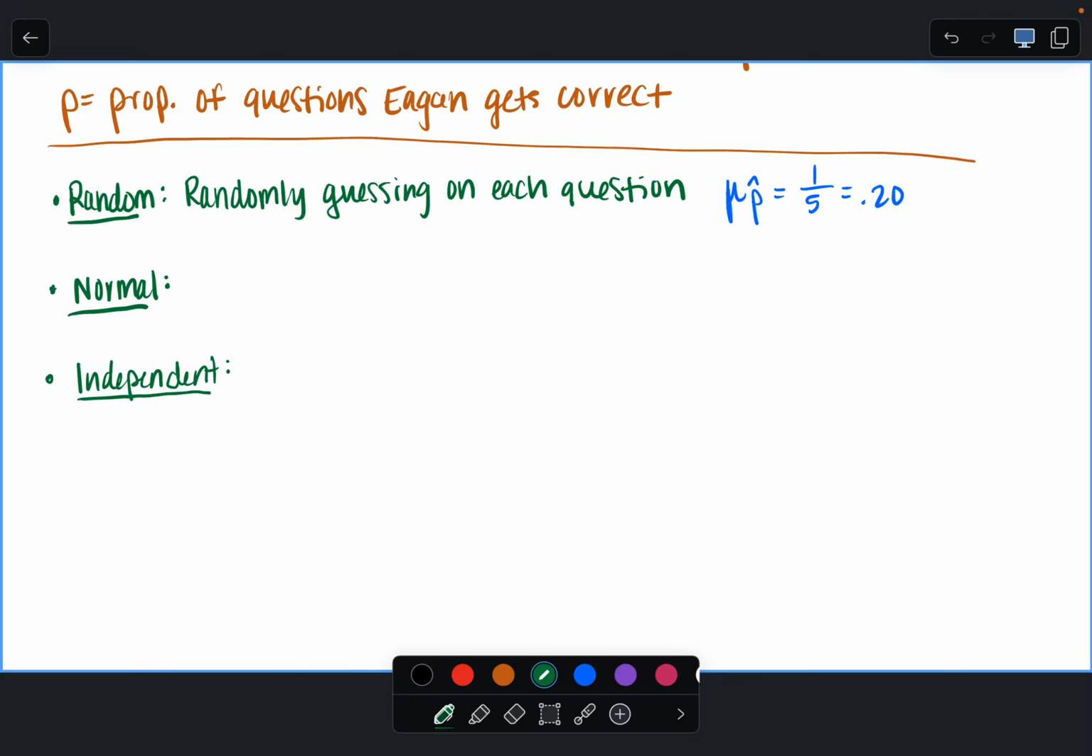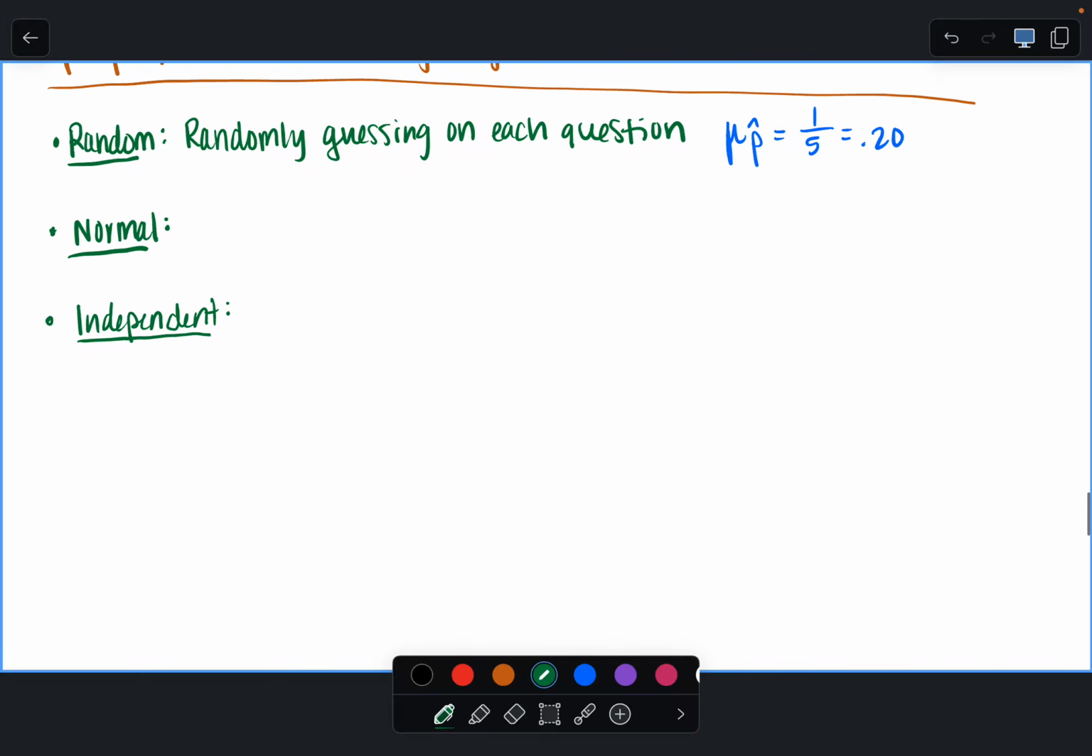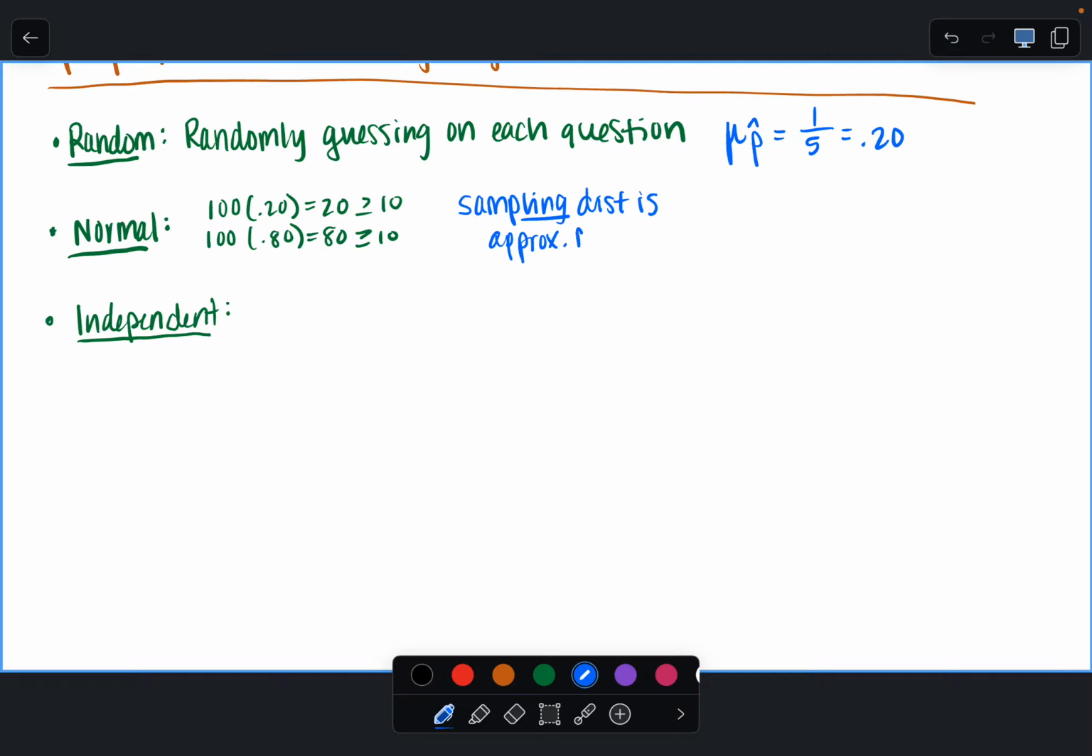So condition 1. For normal, that is when we go in and we check large counts. So there are 100 questions. He has a 20% chance of getting it right. And there are an 80% chance of getting it wrong. And so since both of those are bigger than 10, we can say that the normal condition is met. The 10% condition is met. And so we can say the sampling distribution is approximately normal.